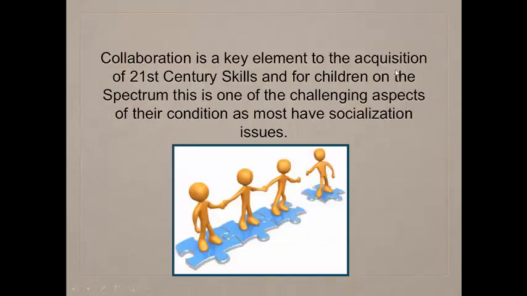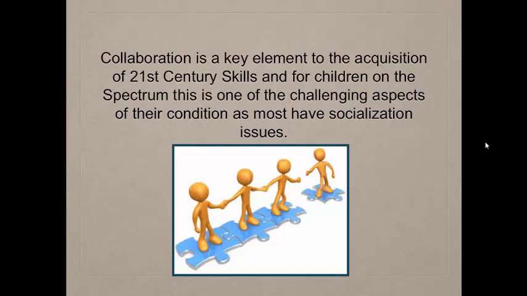So collaboration is a key element to the acquisition of 21st century skills. And for children on the autism spectrum, this is one of the challenging aspects of their condition, as most have socialization issues. So what does that mean? It means that they do struggle enormously with working in groups and working in teams.